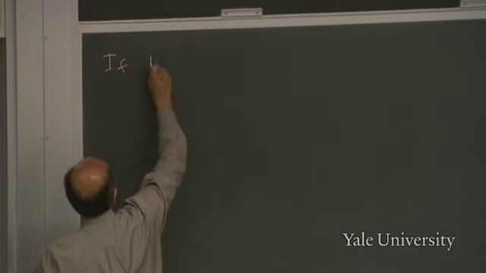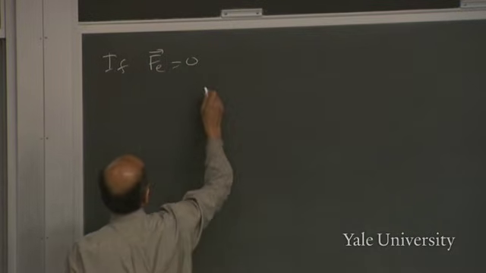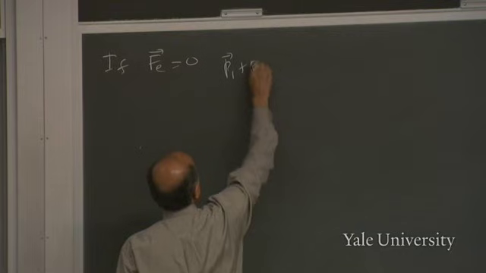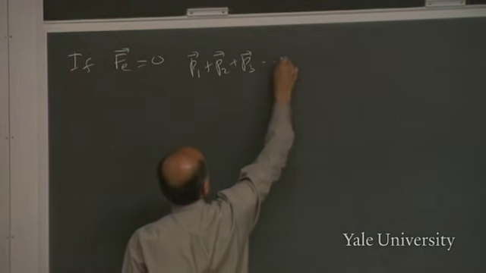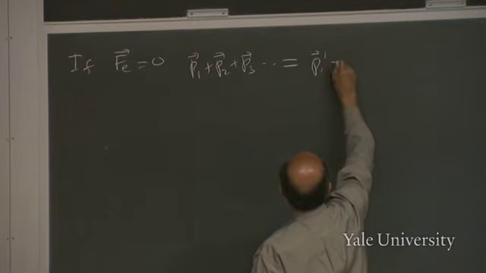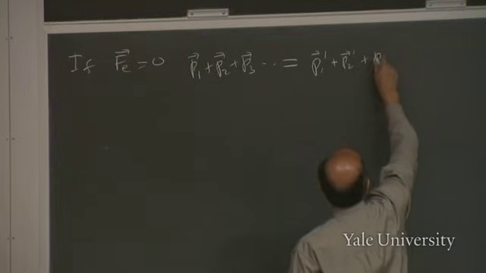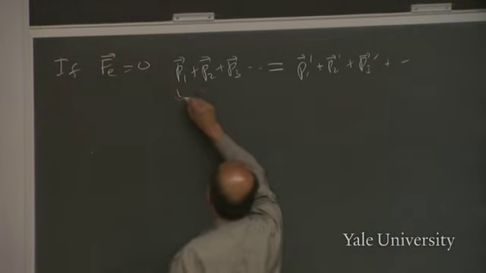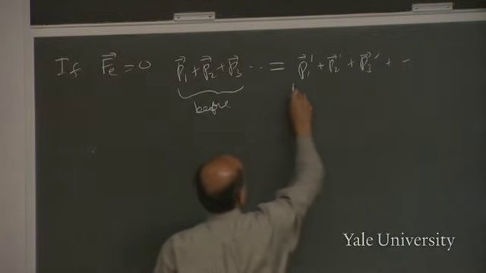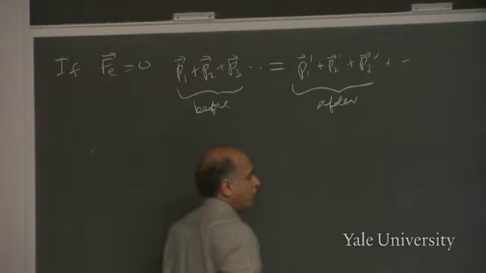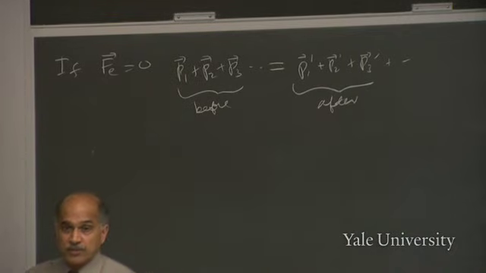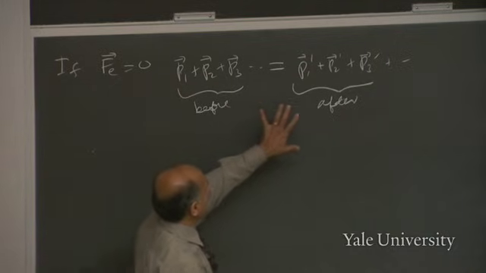The basic result is, if external forces are 0, then P1 plus P2 plus P3 and so on before will be P1 prime plus P2 prime plus P3 prime and so on, where this means before and that means after. When is before and when is after? Pick any 2 times in the life of these particles. It's like the law of conservation of energy, where we said E1 equals E2. There 1 and 2 stood for before and after. Well, here we cannot use 1 and 2 for before and after because 1 and 2 and 3 are labeling particles. So the before quantities are written without a prime, and the after quantities are written with a prime.